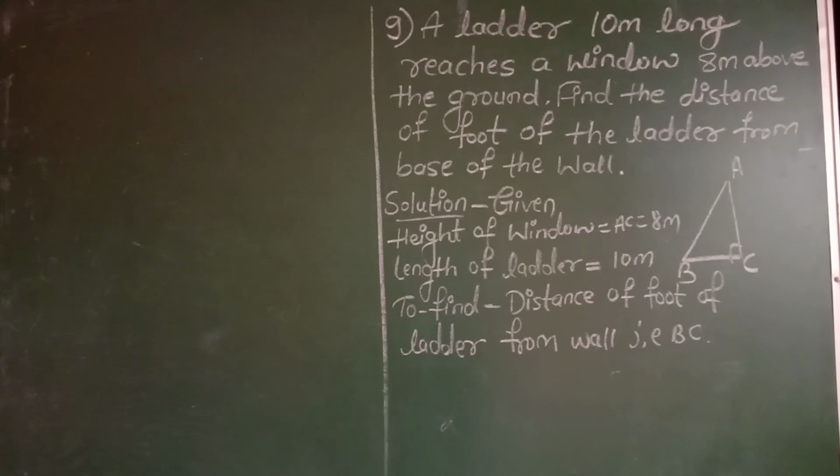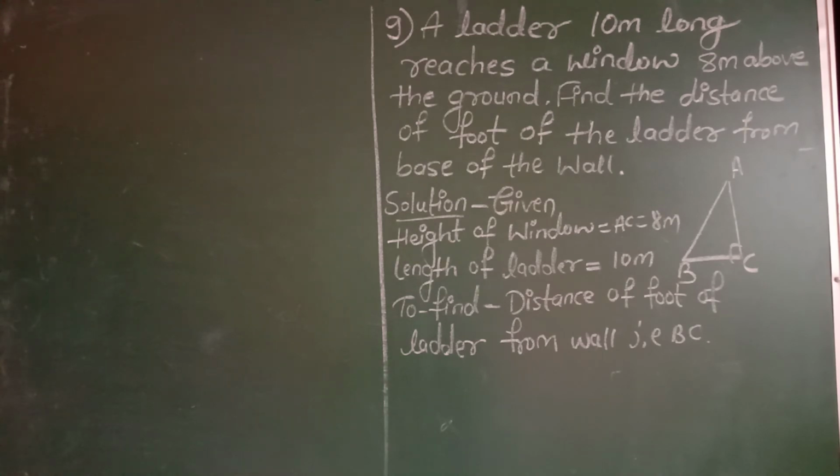Next one, ninth example. A ladder 10 meter long reaches a window 8 meter above the ground. Find the distance of the foot of the ladder from the base of the wall. This is the question. Solution. Given: height of window AC is 8 meter, length of ladder AB is 10 meter. To find: the distance of the foot of the ladder from the wall, that is BC.